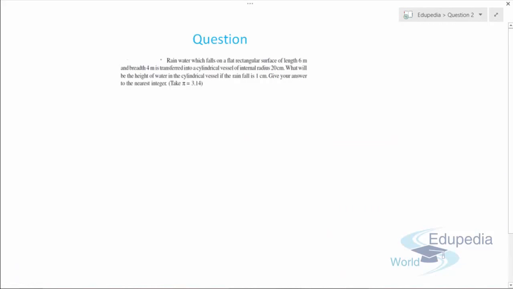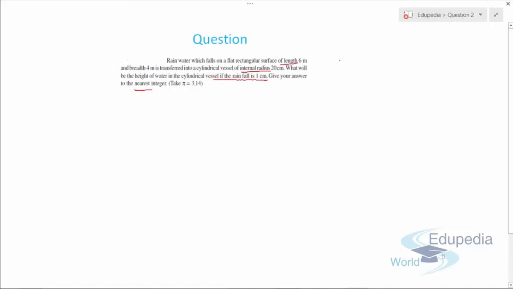Now, the question says that rainwater which falls on a flat rectangular surface of length 6 meters and breadth 4 meters is transferred into a cylindrical vessel of internal radius 20 centimeters. What will be the height of water in the cylindrical vessel if the rainfall is 1 centimeter? We need to give our answer to the nearest integer and take pi as 3.14. So it's a very interesting question again.